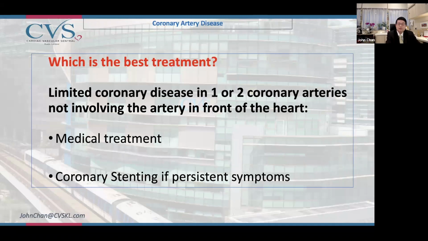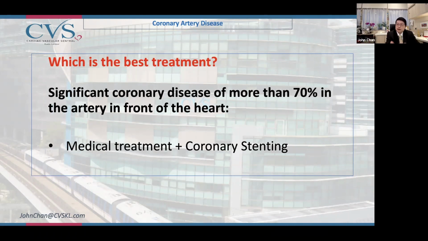So which is the best treatment? For very limited coronary artery disease, when the disease is not too bad, for example, if it involves just one or two coronary arteries and it does not involve the artery in front of the heart, then medical treatment is usually very successful. But if you continue to have symptoms with medical treatment, then coronary stenting would be useful to improve your symptoms.